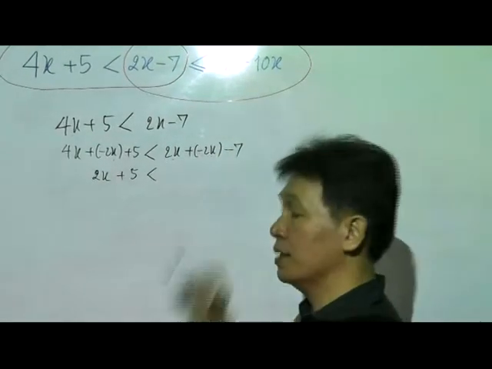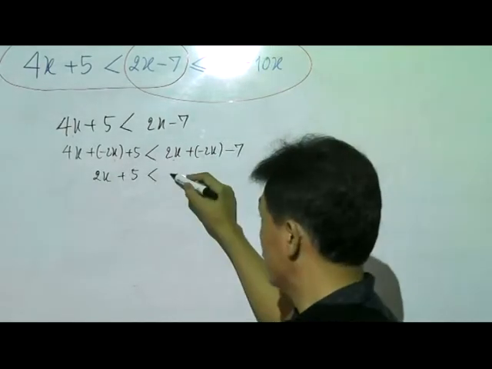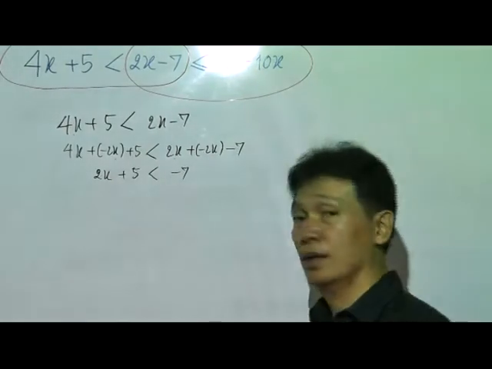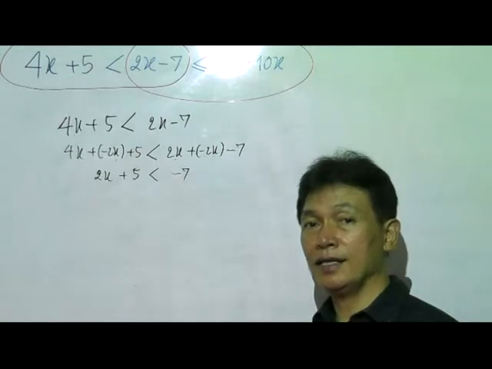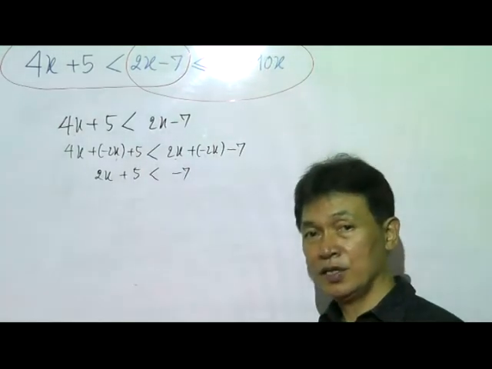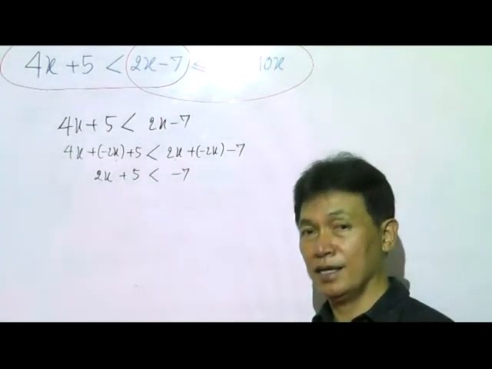0 plus negative 7 is negative 7. Why? Because 0 is called the identity of addition. 0 plus a is a.